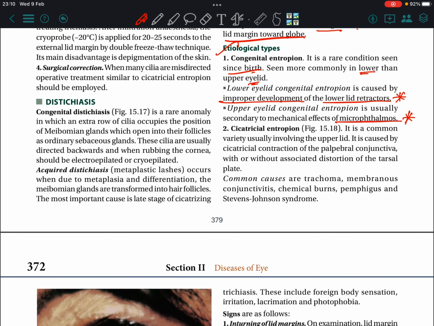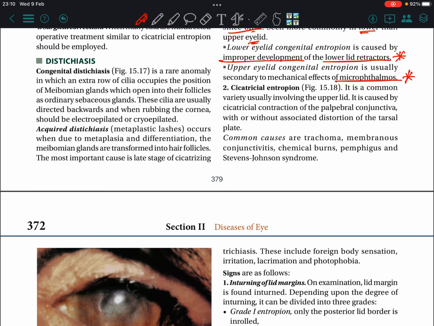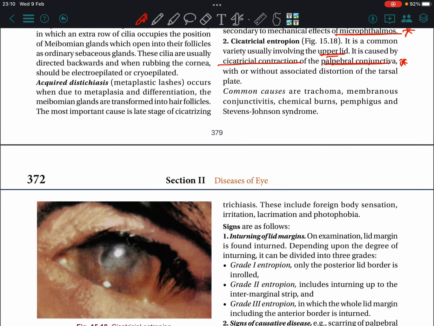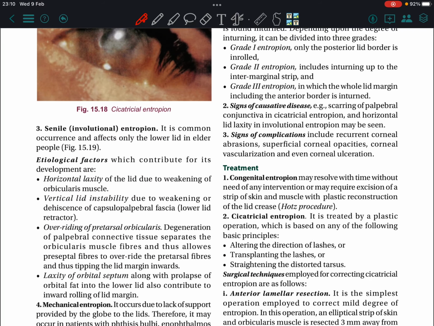Cicatricial entropion is a common variety, usually involving the upper eyelid. It is caused by cicatricial contraction of the palpebral conjunctiva with or without associated distortion of the tarsal plate. Common causes are trachoma, membranous conjunctivitis, chemical burns, pemphigus, and Stevens-Johnson syndrome. Cicatricial entropion.